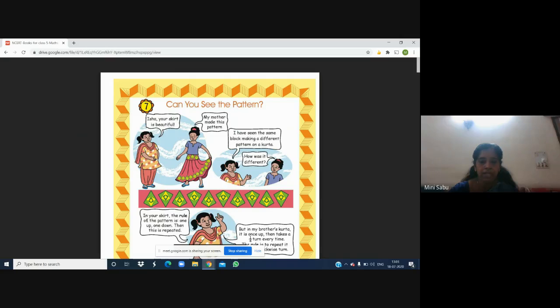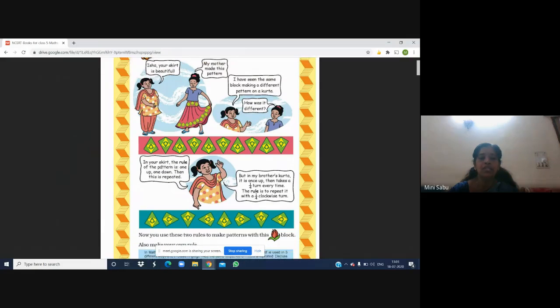Then you can see this design in her skirt. This block is kept straight, then it is upside down. This part is down, then up, then down. This is an up down pattern made with blocks. In your skirt, she says, the rule of the pattern is one up, one down, one up, one down. Then this is repeated. Is it correct? Up, down, repeated.